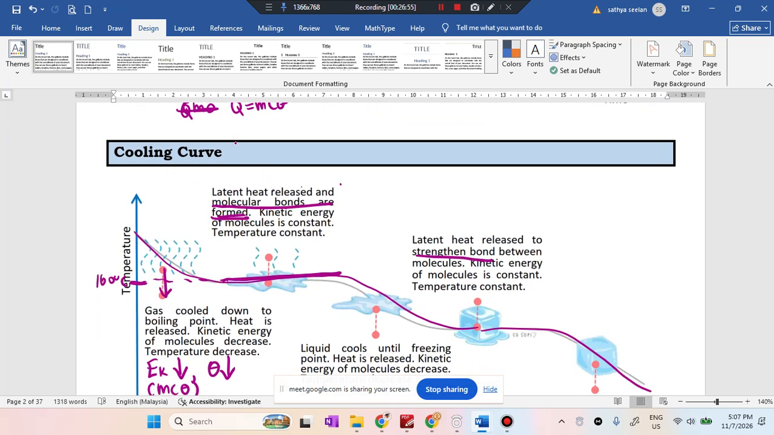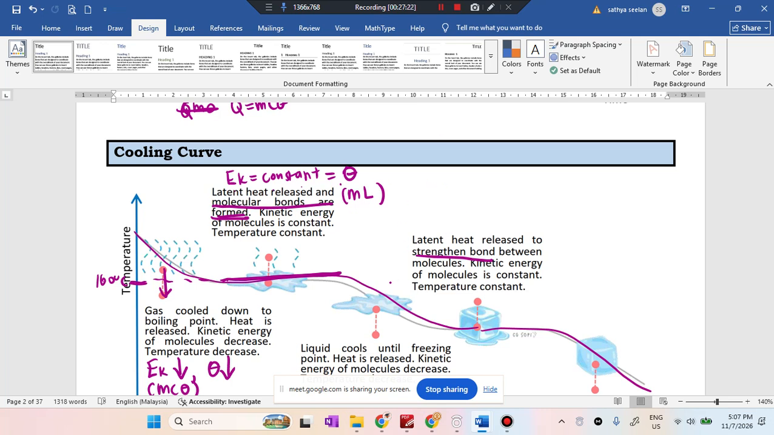Okay. Di sini your kinetic energy is constant and so is your temperature. Maksudnya di sini kita akan gunakan ml sahaja. And why does the temperature not change? Because latent heat released is used to form the molecular bonds. You can answer simply like that. So kinetic energy is constant, so temperature is constant.